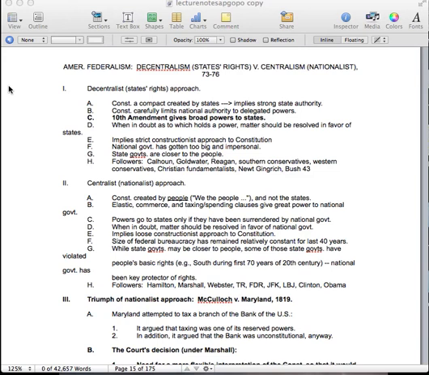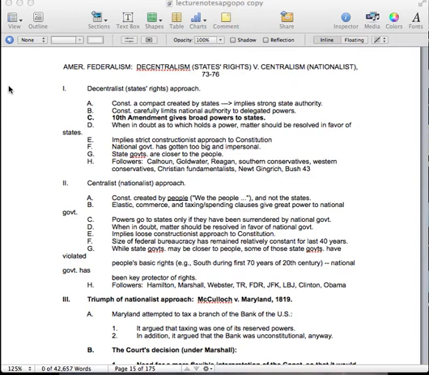Alrighty, we're going to talk right now about American federalism, decentralism, states' rights versus centralism or nationalism. Okay, so the first one, let's take a look at. Well, the question I want you to think about when we're doing this is which view is better? Which view, in your opinion, is better and why?